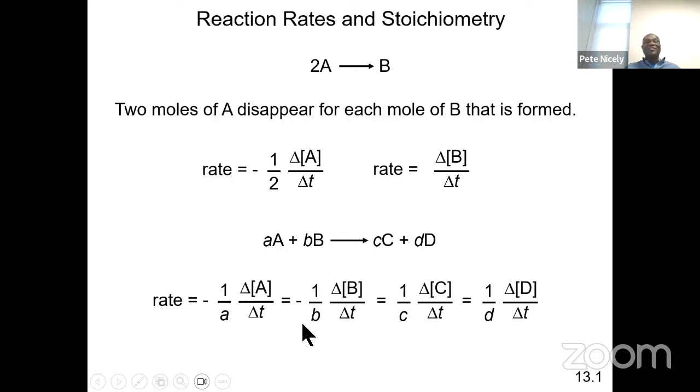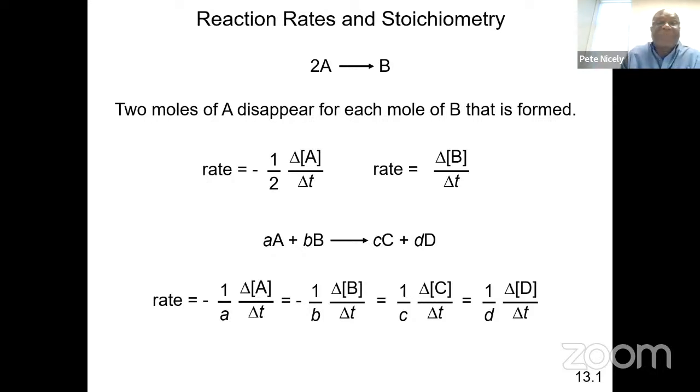So this equation here basically relates the rate of change of all the different substances to each other, all right? And you can apply this pretty much literally to any equation. Once you know what the stoichiometry is, then you can find out the rate of change of one substance compared to that of another substance, all right? So that's a very important relationship that you need to be aware of, all right?